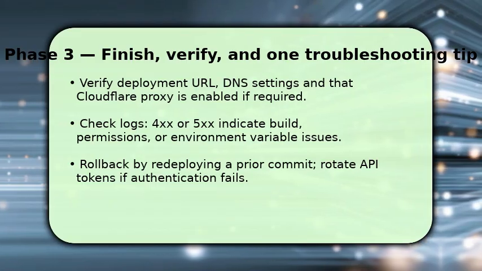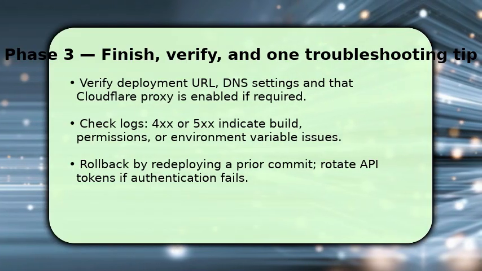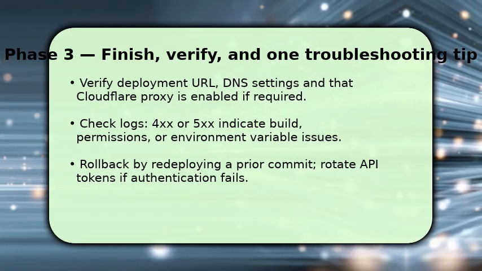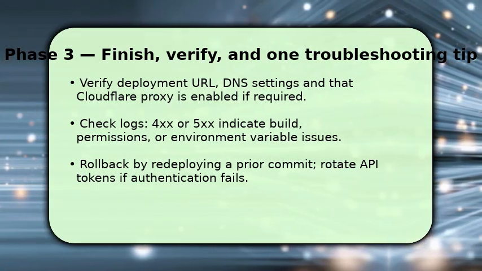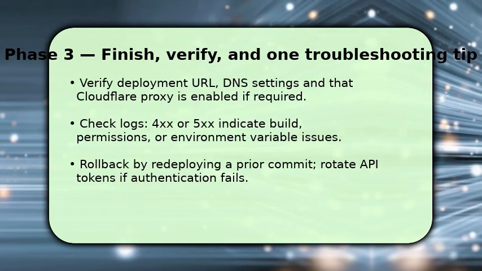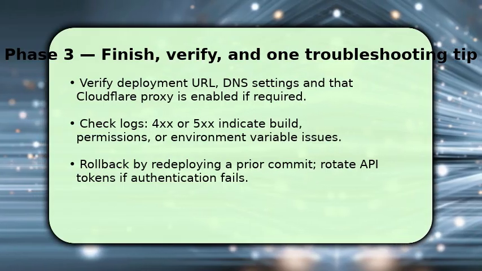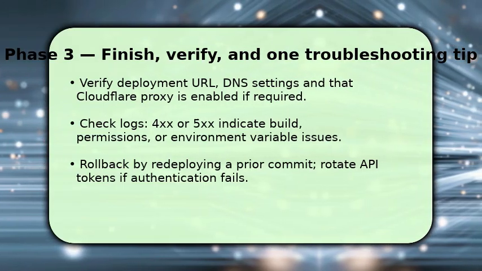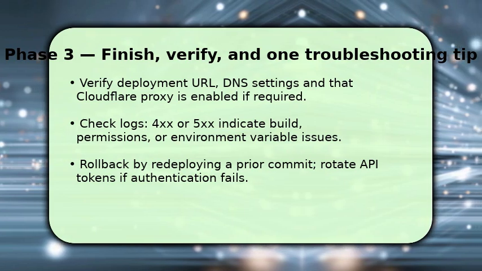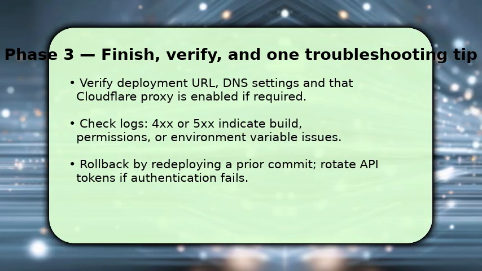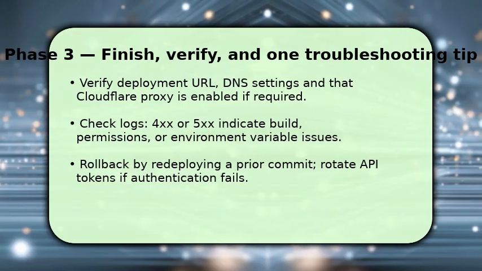If you see errors, check action logs for build failures, missing environment variables, or permission denials. Those produce 4xx or 5xx statuses. As a troubleshooting tip, rotate the API token and re-add it to GitHub secrets if authentication fails. Then rerun the workflow to ensure the link between GitHub and Cloudflare.